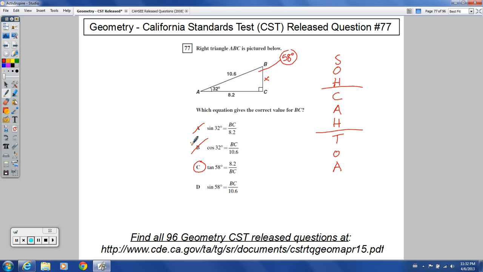So not that one. And then sine of 58, so talking about this angle right here, the sine with respect to that angle would be opposite 8.2 over hypotenuse 10.6. Doesn't have the x or the BC in there at all. So choice C, that held true. It was the only one that was true. Choice C is the answer for number 77.